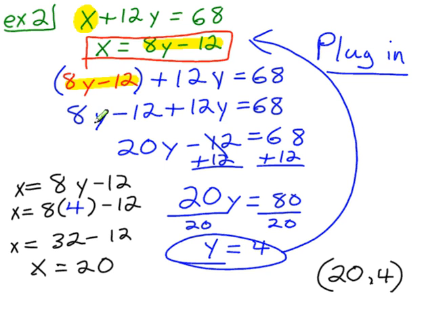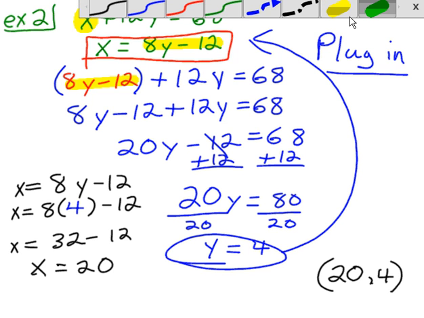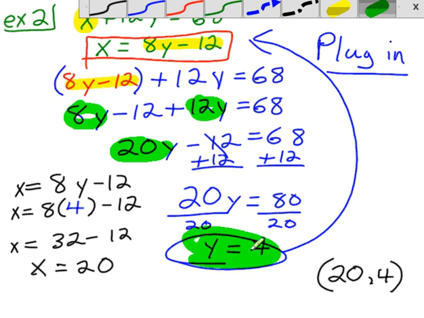It's the neatest thing. Now, guys, you've got terms to combine, so here they are. You got an 8y and you got a 12y. That gives me a 20y. Bring down your minus 12, bring down your 68. Now it's just a two-step equation, guys. Add 12 to both sides. Gone. 20y equals 80 divided by 20. And y equals 4. Okay?